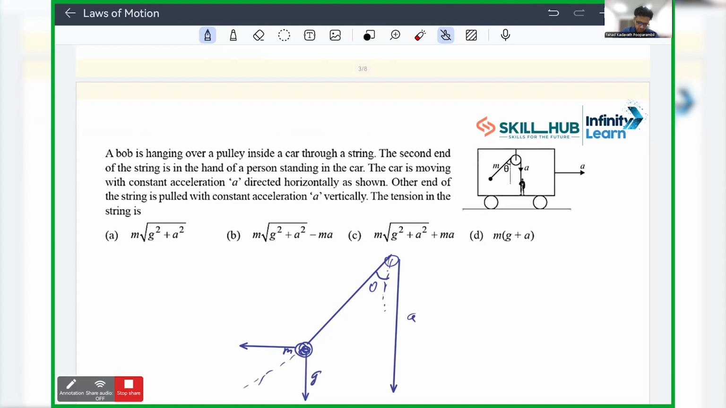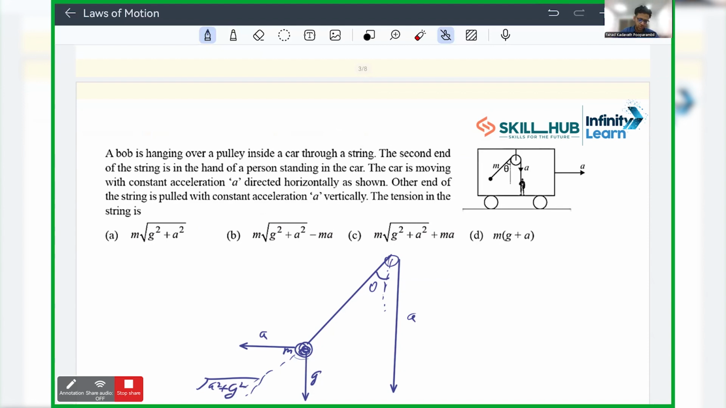For the resultant of these two, you can use the Pythagoras theorem, and the angle would be the same. The resultant will come along this line. You can find tan inverse of A by G, then you'll be getting the same theta. Then the resultant would be equal to root of A square plus G square. That is the resultant of these two accelerations.